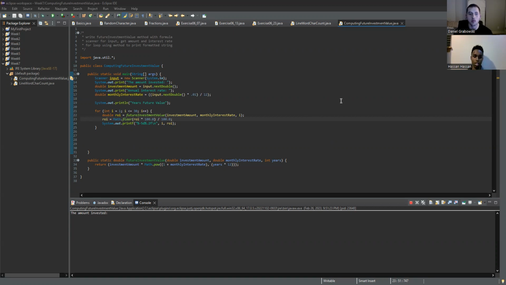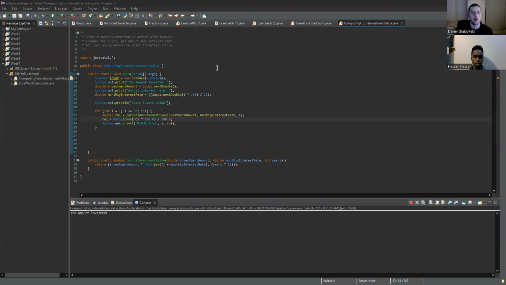The future investment is determined using formulas. For example, future investment value is equal to investment amount times 1 plus monthly interest rate. We've considered adding additional parameters to the method to allow for additional input such as the frequency of compounding, annually, semi-annually, and monthly, or any additional fees or charges that may impact the investment's overall return. If these optional parameters are not provided, the method should assume default values: annual compounding, and no additional fees or charges.